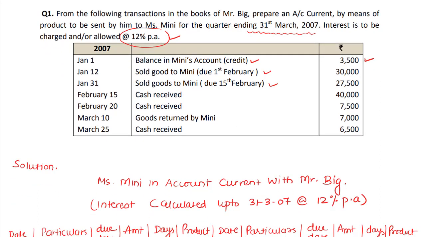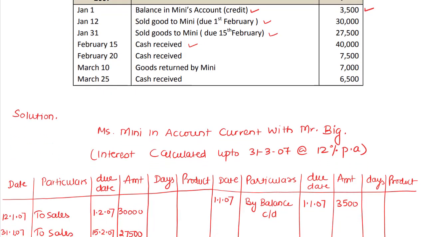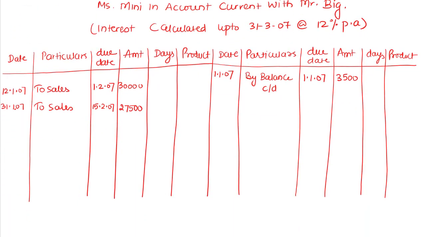February 15, cash received. Cash account will be debited to Minnie account. So in the account of Minnie, we'll write by cash. Cash received on 15th February, 40,000.